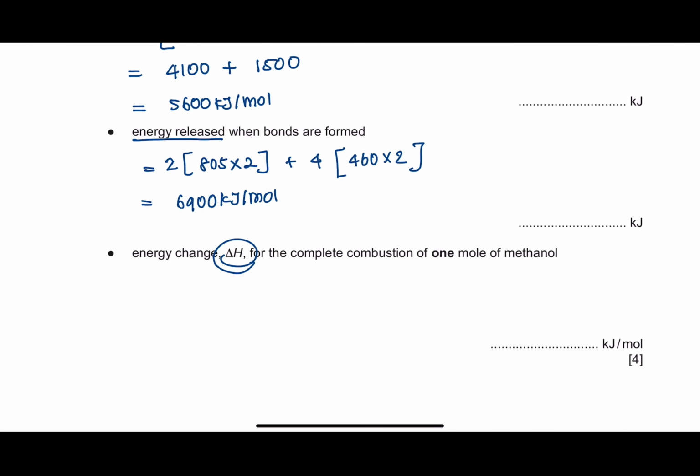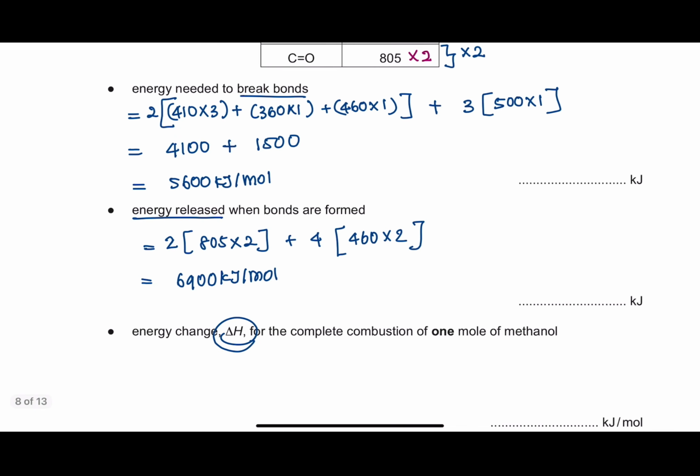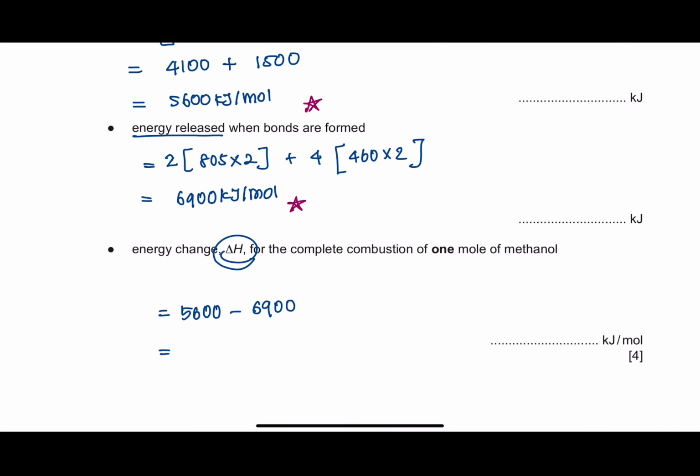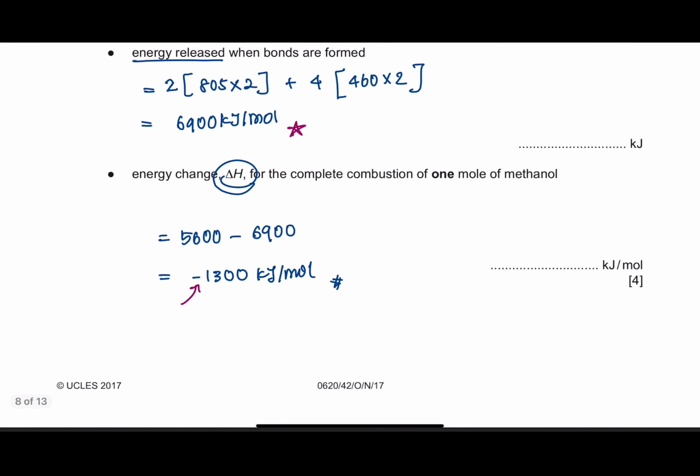So the last part is asking you to calculate the energy change. So similar with the question that we did before, you have to minus the energy needed to break the bonds with the energy released when the bonds are formed. So this would give you a value of negative 1,300 kilojoule per mole. Again, if you see the negative symbol, your answer is still right. It just means that this reaction is an exothermic reaction.